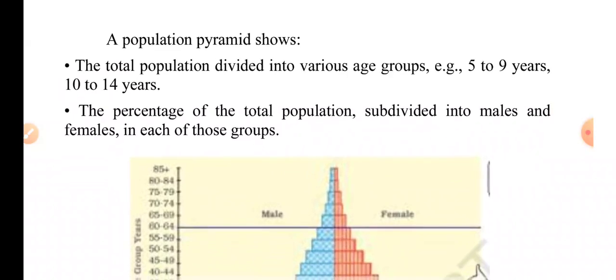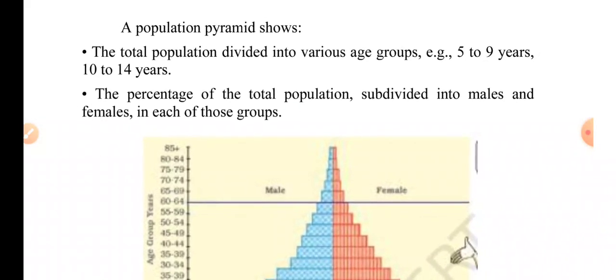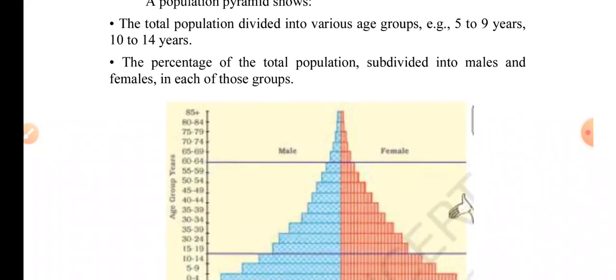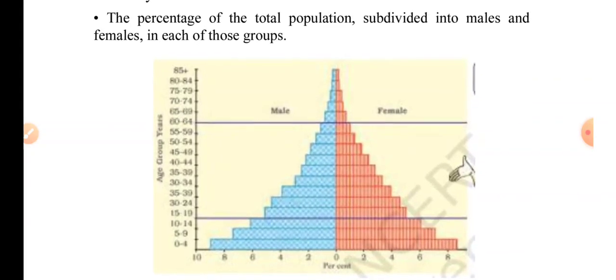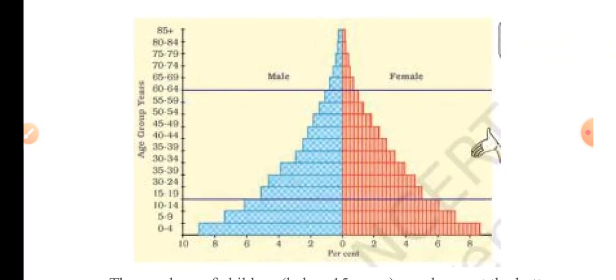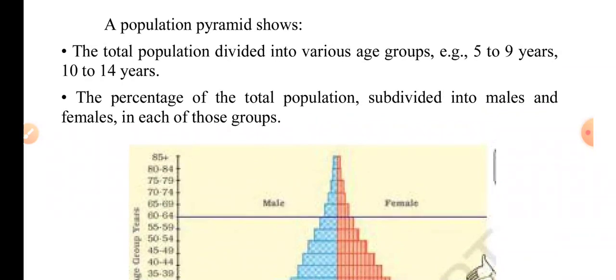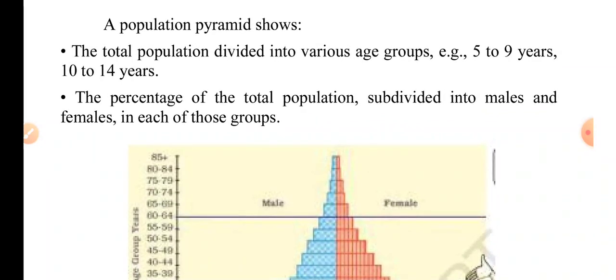A population pyramid shows the population. Here is the population pyramid. First, look at this pyramid, and after that I will explain. A population pyramid shows the total population divided into various age groups, for example 5 to 9 years, 10 to 14 years. It shows the percentage of the total population subdivided into males and females in each of those groups.